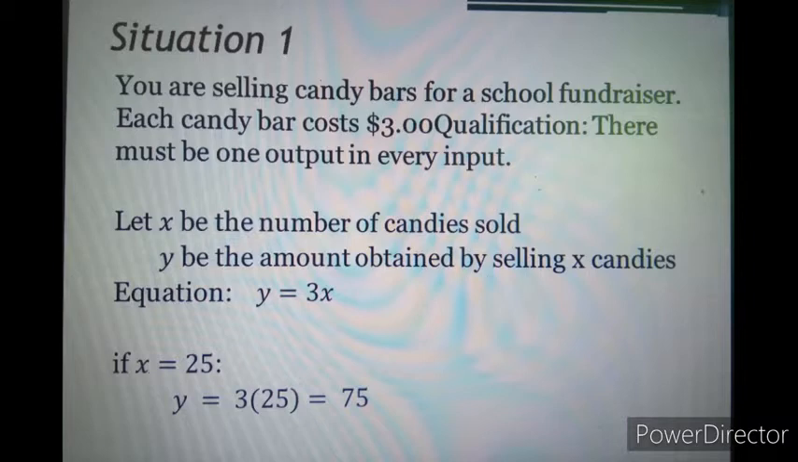You cannot have $50 if you sell 25 candy bars. You only have $75. So that qualifies situation 1 as a function. And if you take another value of x, the same will happen. For example, if you take a number of candies B, you have $3B. And if you take any value of x, the same will happen.